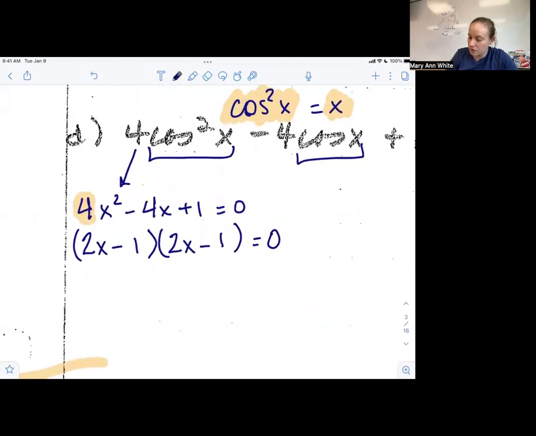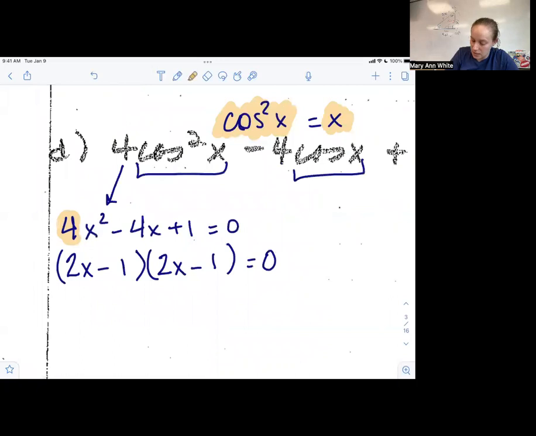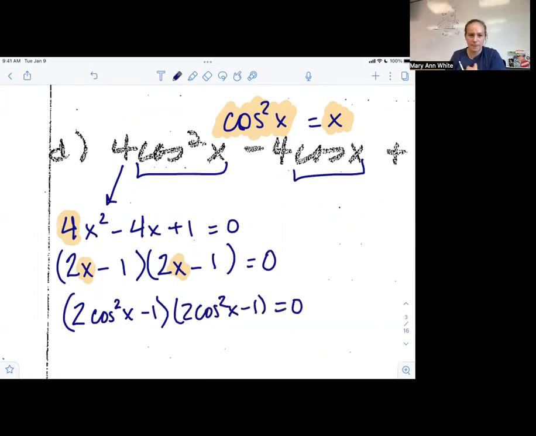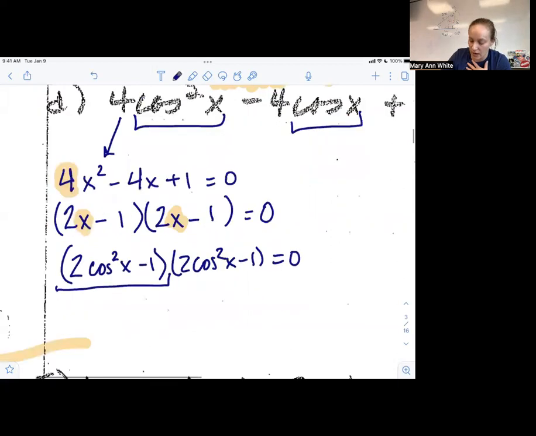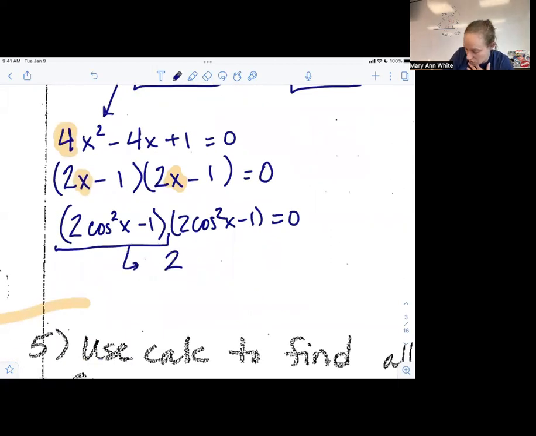Now that I'm in my factored form, I can replace those x's with my cosine squared x. Okay, so I'm going to go back and make this 2 cosine squared x minus 1 and 2 cosine squared x minus 1. These are the same factor, so I actually don't need to set them both equal to 0. I'm just going to pick one and do that one because it's going to give me the same answer. So I'm just going to pick this first one and set that equal to 0. So 2 cosine squared x minus 1 equals 0.